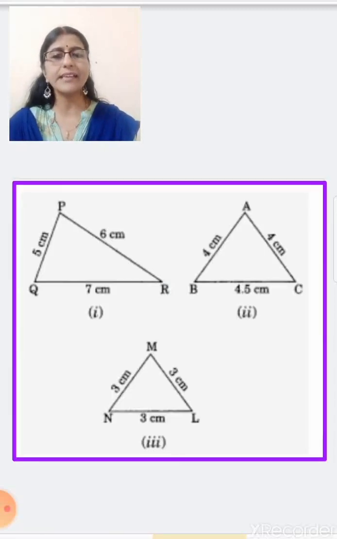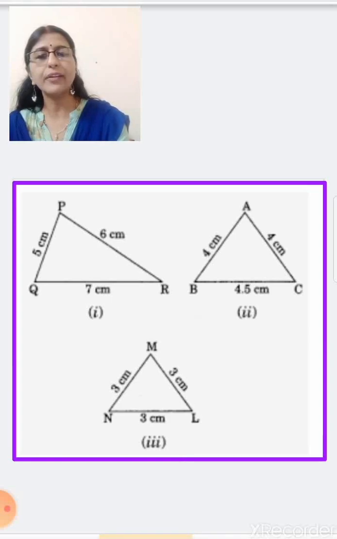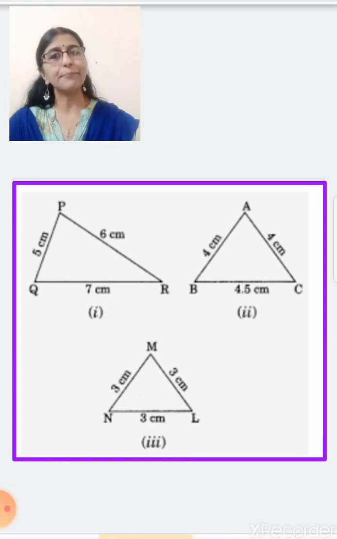Now here you can see some triangles are given and you have to identify the type of triangle. Now see the first one, triangle PQR. Now here you can see all the sides are different. See, side PQ is 5 cm, side PR is 6 cm and side QR is 7 cm. So all the sides are different. So when all the sides are different, what kind of triangle is formed? It is called a scalene triangle.